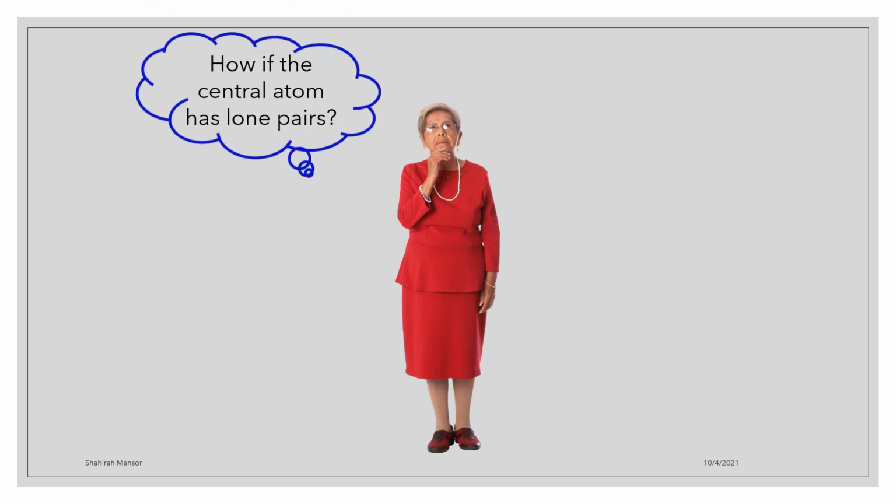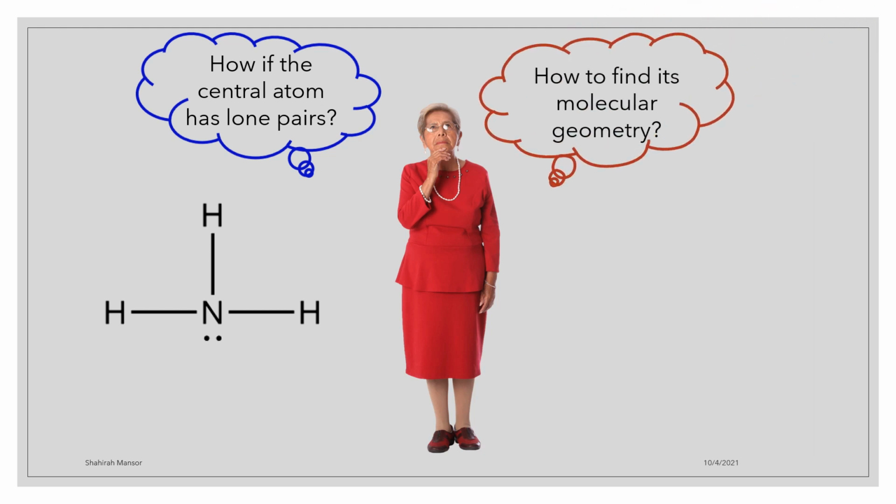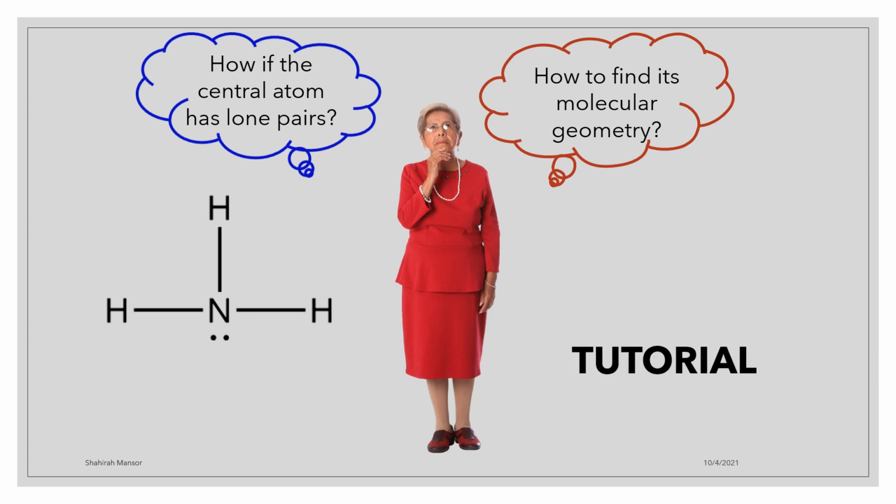So just now we have discussed basic molecular geometry di mana central atom tidak mempunyai lone pair tetapi hanya mempunyai bonding pair sahaja. So how if the central atom has lone pairs also? How to find its molecular geometry kalau kita ada existence of the lone pair and bonding pair on the same central atom? So to answer this, we will discuss more in the tutorial class.